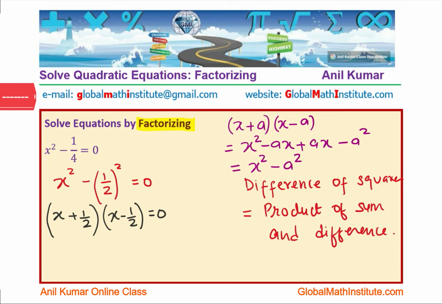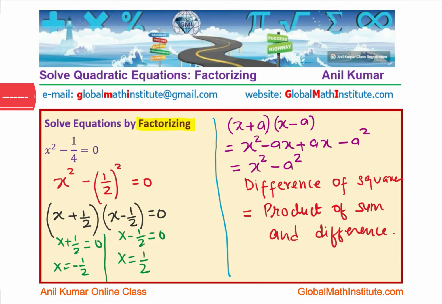Very useful property. Once you understand, these questions can be solved in few seconds, giving you huge advantage over your peers. Now it's time to answer this, right? Each factor equated to 0. So once you do that, what do you get? So if I do x plus half equal to 0, I get x equals to minus half, and x minus half equals to 0 yields x equals to half. So we have a clear answer, right?